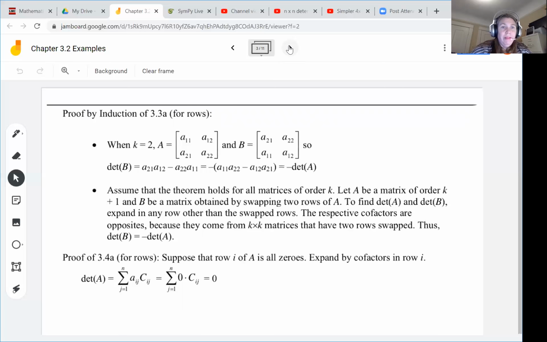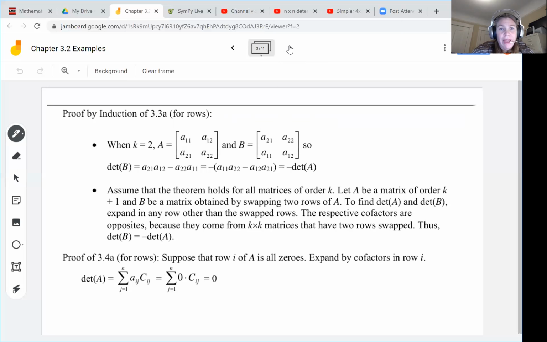Let's look at proofs for these. We're going to start with the proof of 3.3a, that when B is obtained from A by swapping two rows or two columns, the determinant of B is negative determinant of A. We're going to prove this by induction. We'll start with the k equals 2 case here.